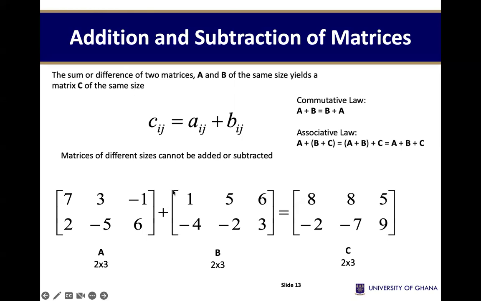With that said, we can easily have 7 added to 1, giving us 8. 3 added to 5, giving us 8. -1 added to 6, giving us 5. All the way to -6, -5, let's say, added to -2, giving us -7. Then I go here to 6 added to 3, giving us 9. And then 2 added to -4, giving us -2, right?